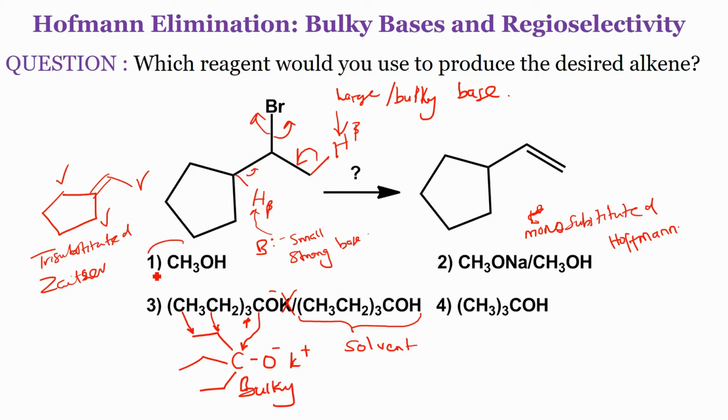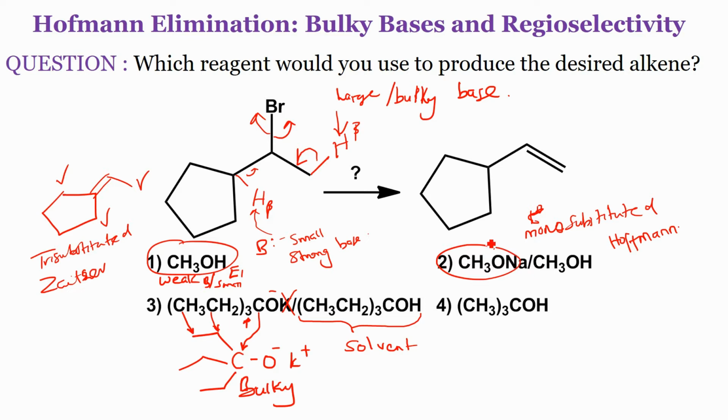This one is not bulky. In fact, this one will do E1, and I told you E1 always gives the Zaitsev product. This one is weak, I need to say that. This is a weak base and small. So that should give you the E1 product and should give you Zaitsev.